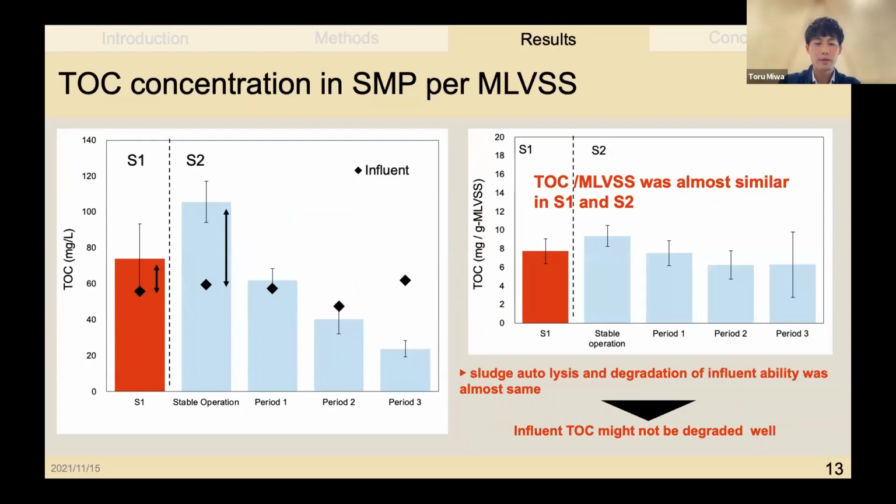And also the TOC concentration in SMP per 1 ml VSS is shown in the right figure. The TOC concentration per ml VSS showed almost similar values through the whole operation in S1 and S2. Therefore, the production and accumulation ability per ml VSS was similar. It is indicated that the influent TOC might not be degraded well in activated sludge.